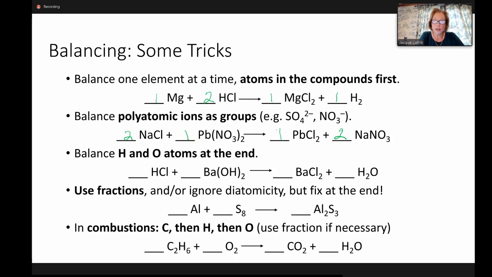A third trick that you can use is to focus on hydrogen and oxygen atoms at the end. Don't do them first. You'll often make mistakes and go down the wrong path if you do that. Again, I'm going to focus on the barium and the chlorine here. I have 1 chlorine on the reactant side, 2 on the product side, so I have to put a 2 over here.